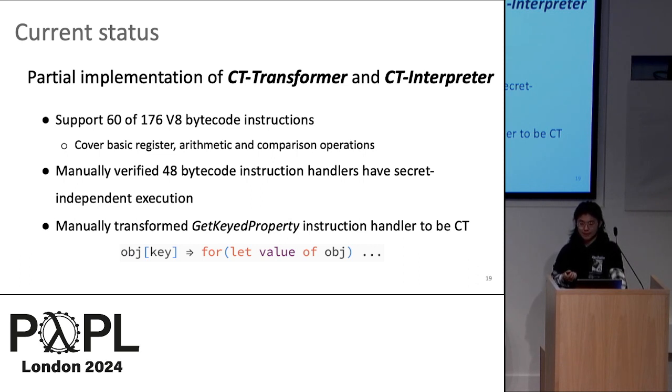So now, when accessing an object property with a key, Scooti will access all the elements of the object.